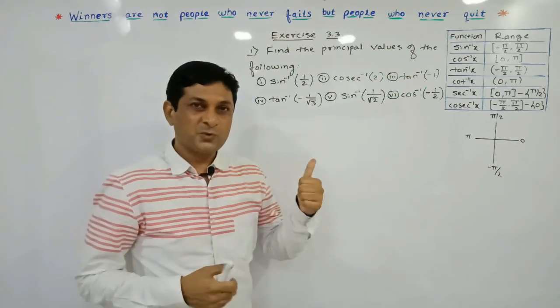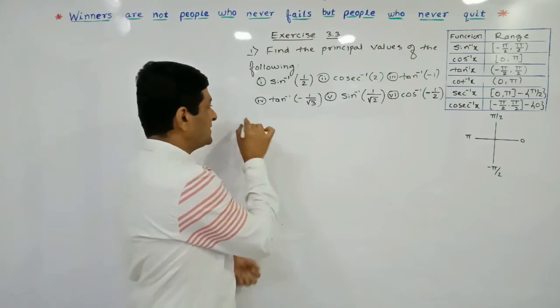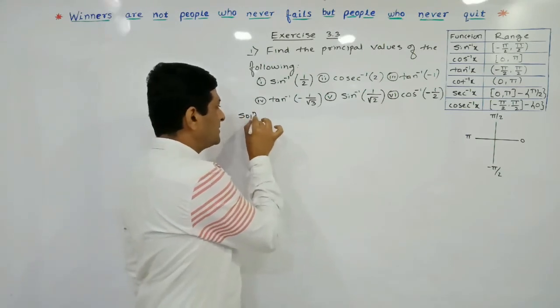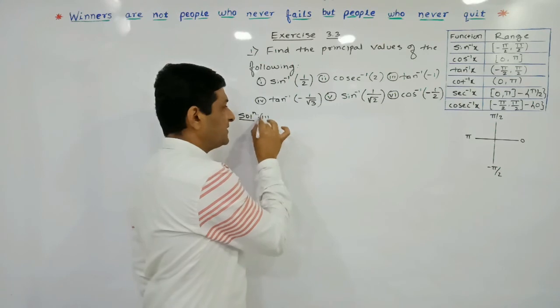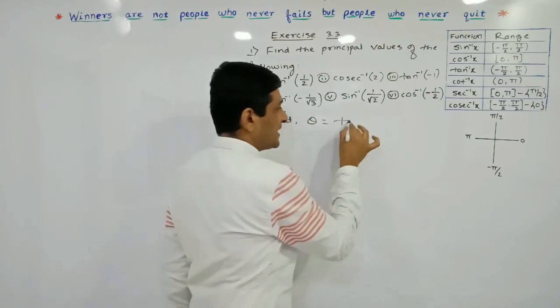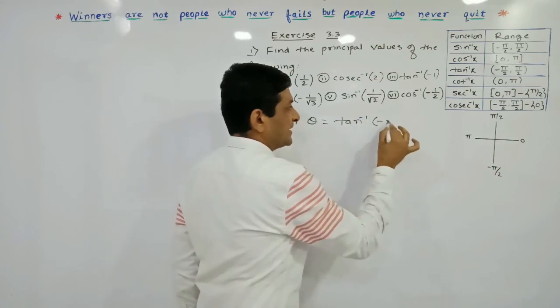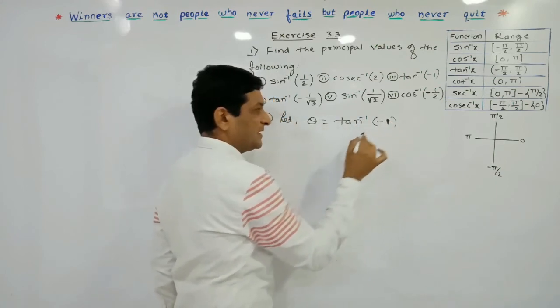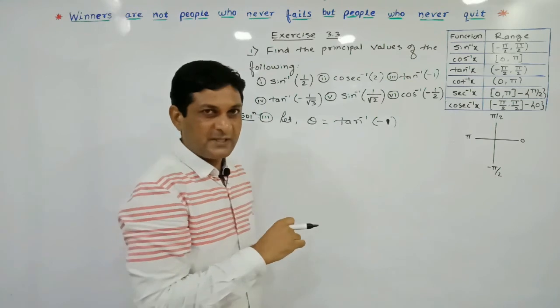So now let us try to solve the third example. In this third example, given the inverse, denote the given inverse trigonometric function by theta. What is the value of theta here? Tan inverse of -1. So here a negative number is there. In such cases, see how to solve the example.